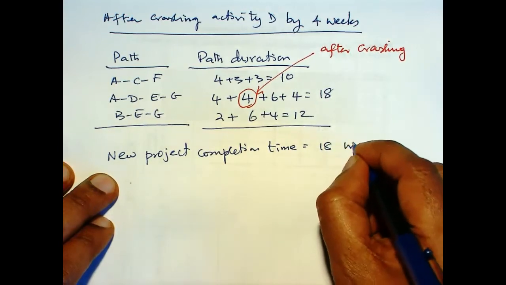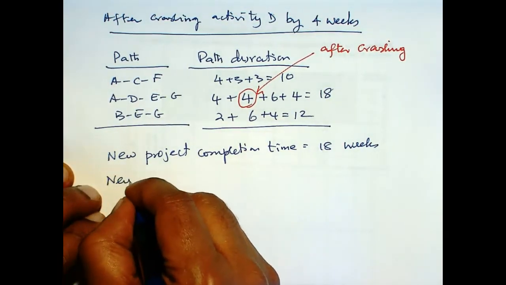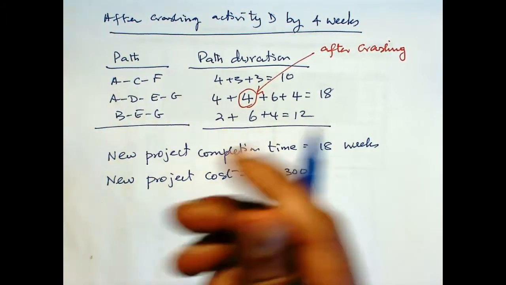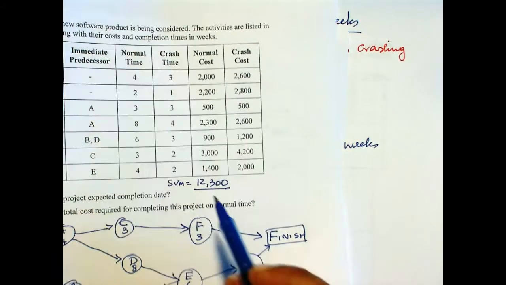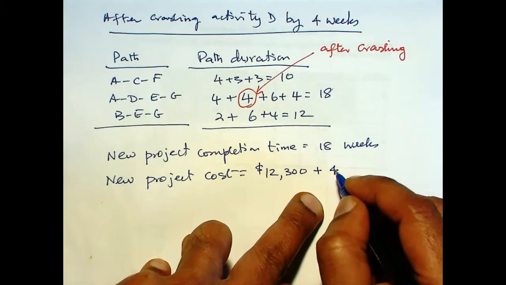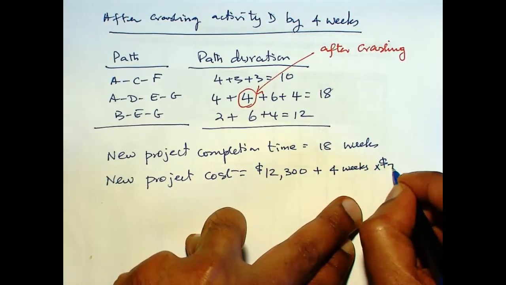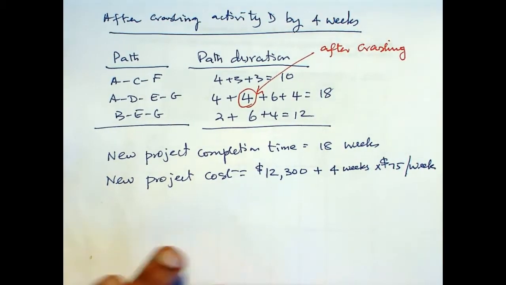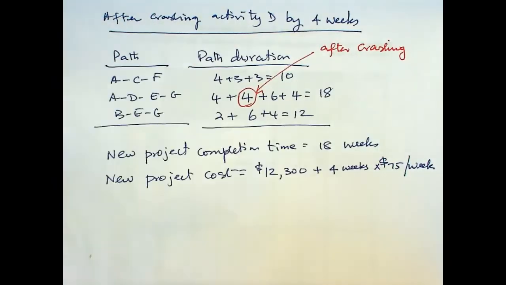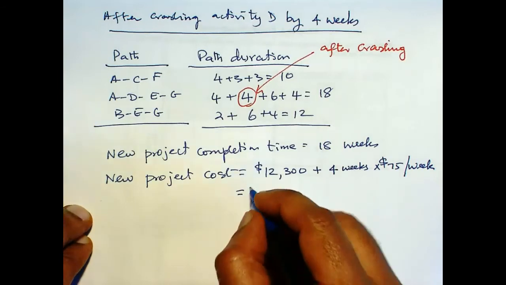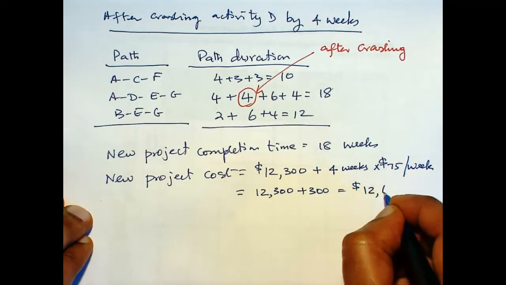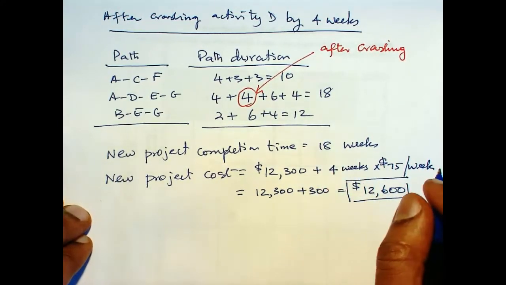The new project cost is the old cost, which is 12,300, as we calculated. Now we have crashed activity D by 4 weeks, so 4 weeks times $75 per week, which we calculated on the previous page. The cost of crashing D per week is 75, so that is 300. 12,300 plus 300 is 12,600. Now if we are satisfied with 18 weeks, then we can stop here.